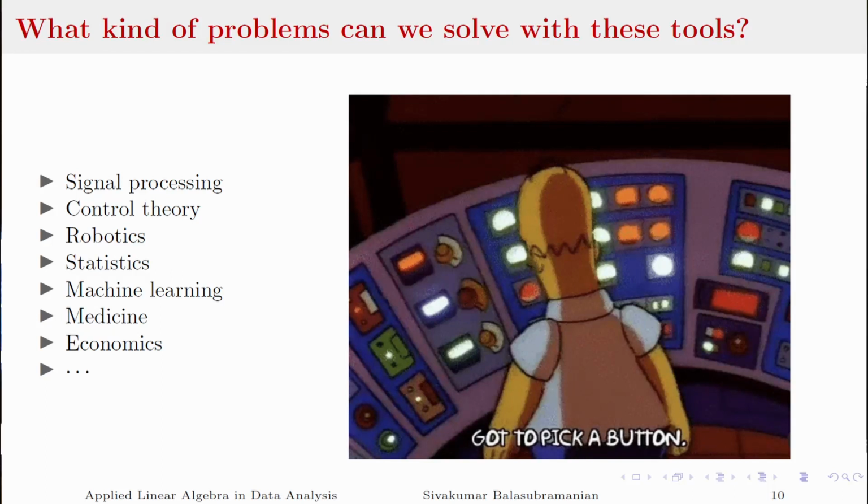And where are these applied? I started by saying these 3 topics are actually applicable in a wide variety of areas, and I list some of them here. Signal processing, control theory, medicine, economics, and so on and so forth. There are lots of other things. Okay. We'll look at a few examples.